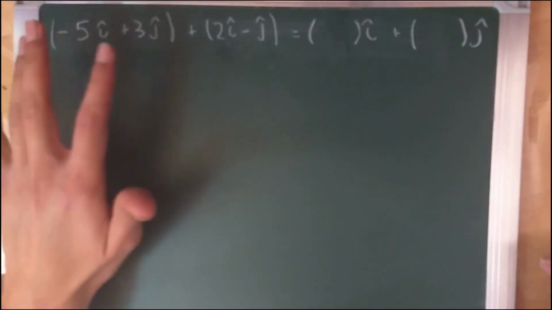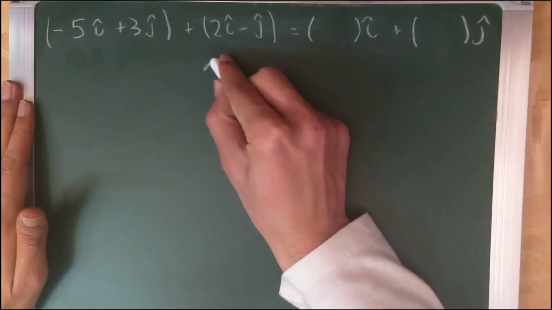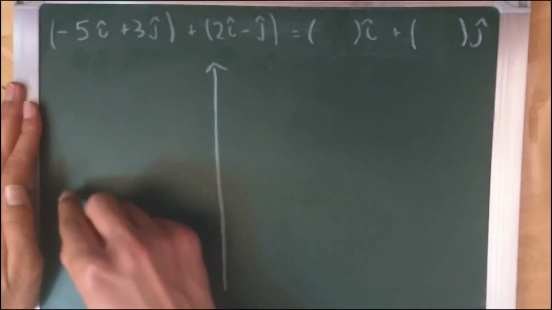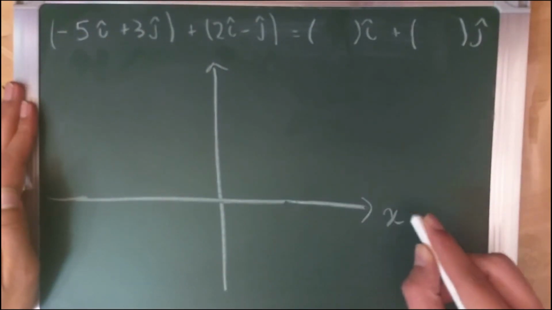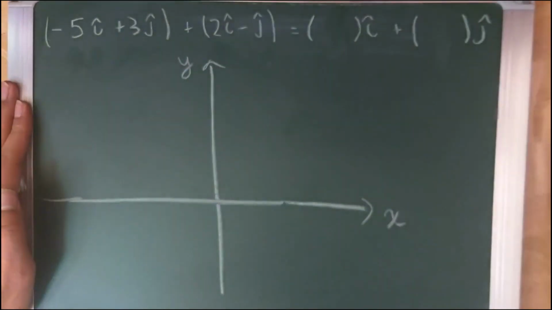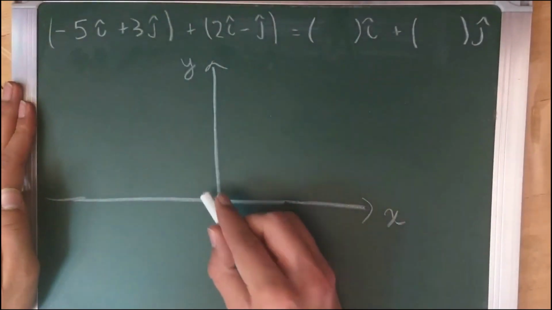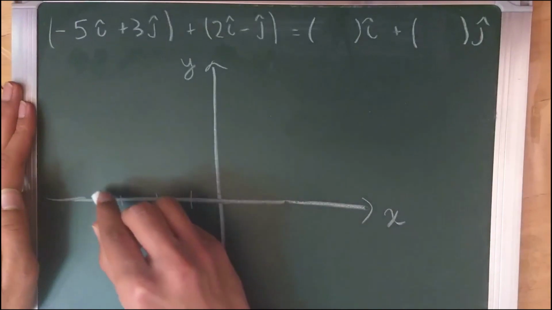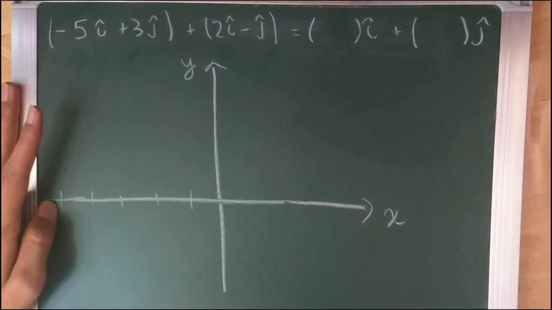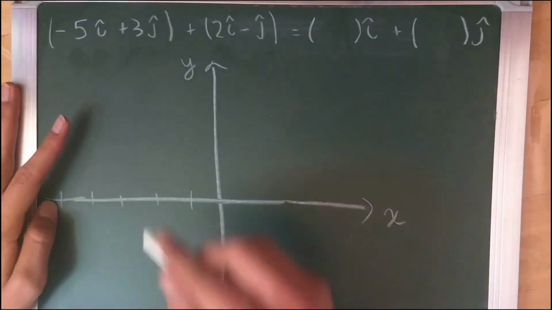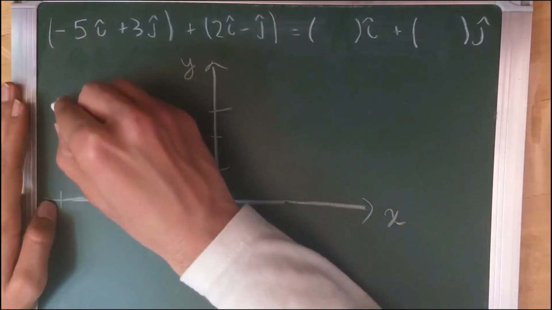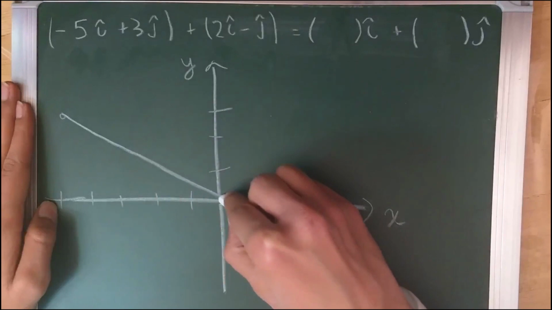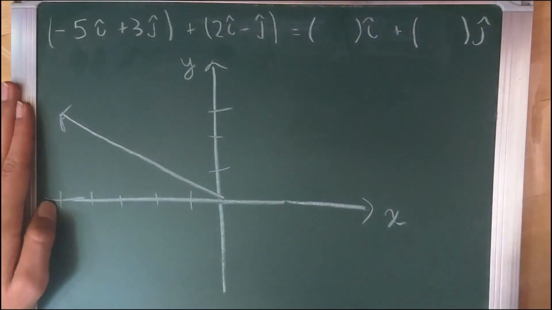Okay, so now we have an example in i hat and j hat coordinates. Recall that i hat is just x components, j hat is y components. So let's draw this out. This is the x direction, this is the y direction. And so I have negative 5 i hats, so that's 1, 2, 3, 4, 5 in the x direction. And I have 3 j hats, so that's 1, 2, 3 in the y direction. So our vector looks something like that.